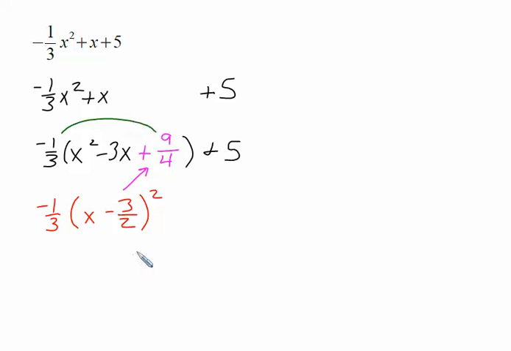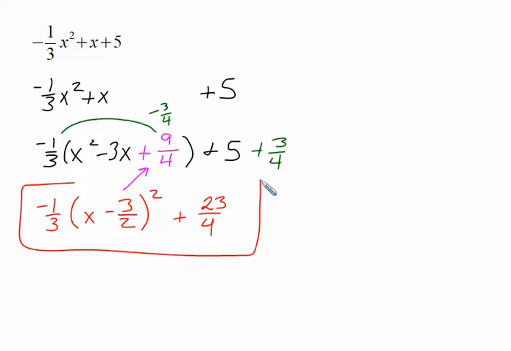Now what we've really included, 9 divided by 3 is 3. So what we've really included here is a negative 3/4. You can verify that on your calculator if you need to. To counter it, we need to add 3/4 over on the side. Again, you can either use your calculator, or mentally, this would be 20/4, and 20 plus 3 would be 23/4. So our final answer for this problem is circled here, negative 1/3 times the quantity x minus 3 halves being squared, plus 23/4.